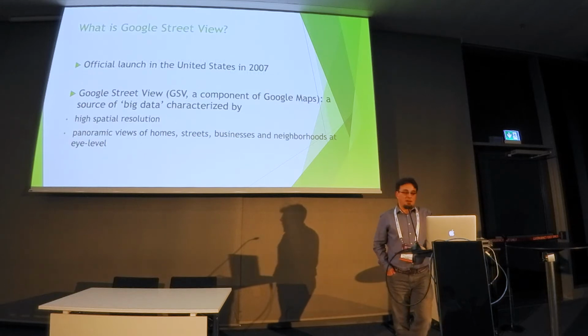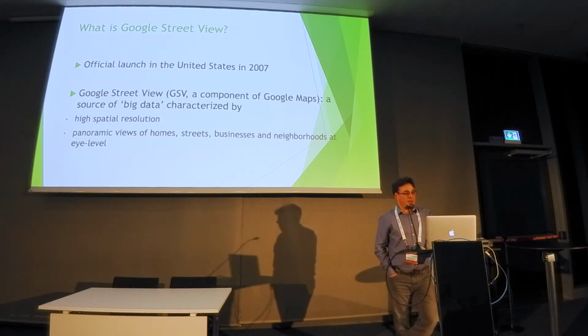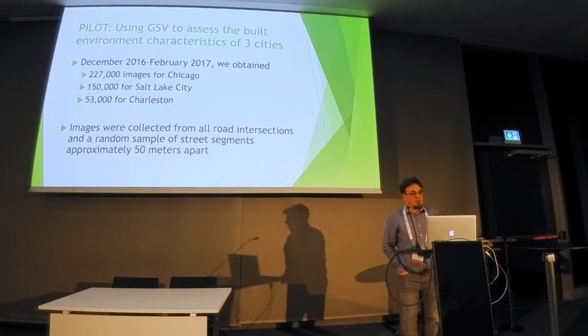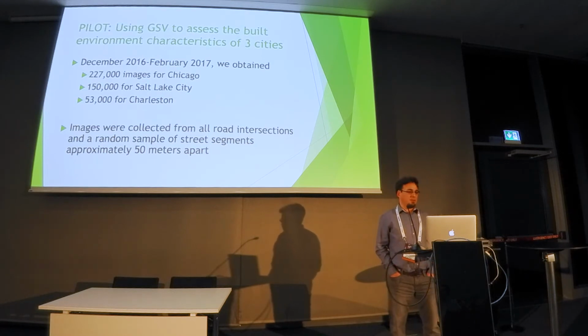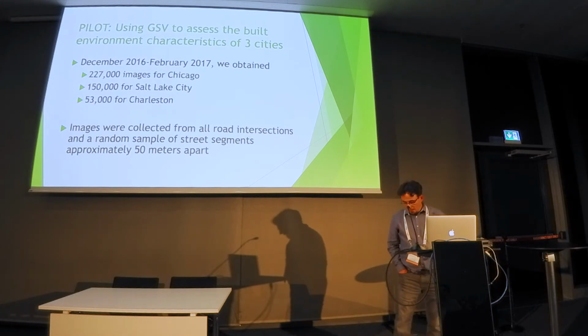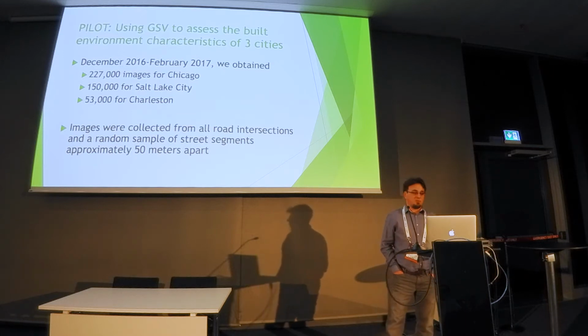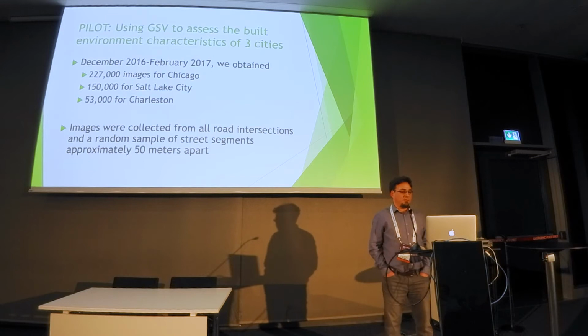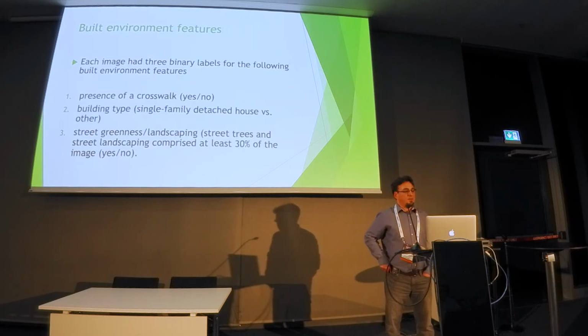So Google Street View was launched in the United States in 2007 and provides high spatial resolution, eye-level images of neighborhoods, businesses, homes, streets. We started this project in late 2016, collecting over 400,000 images across 3 cities in the United States: Chicago, Salt Lake City, and Charleston, representing different population densities and different visual characteristics. Images were collected from all road intersections in these cities and a random sample of street segments.